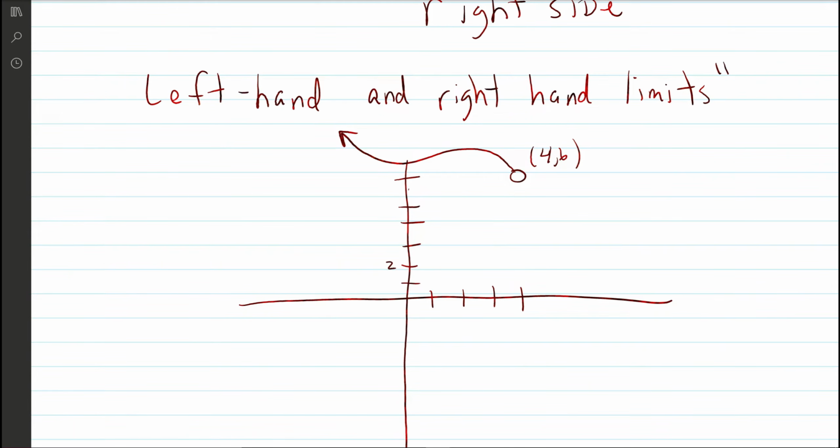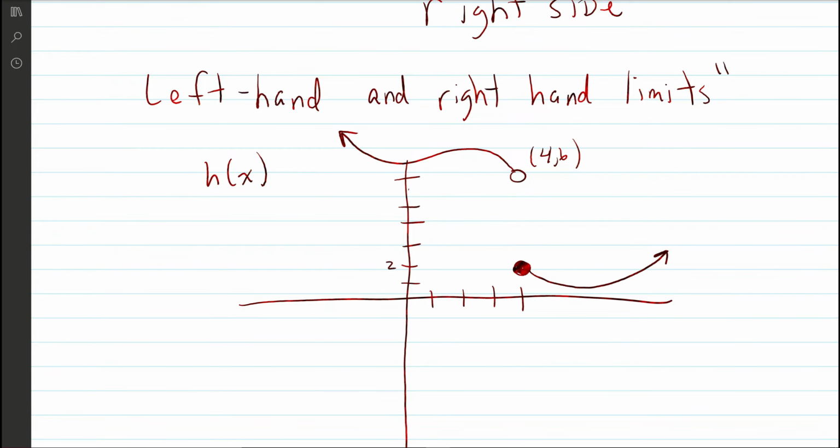Let's see, at 4, 2 will be right here. We'll close that circle right there. Maybe it'll come down and go up a little bit. So this is the graph of the function. We'll call it h of x. H of x. So left hand and right hand limits.